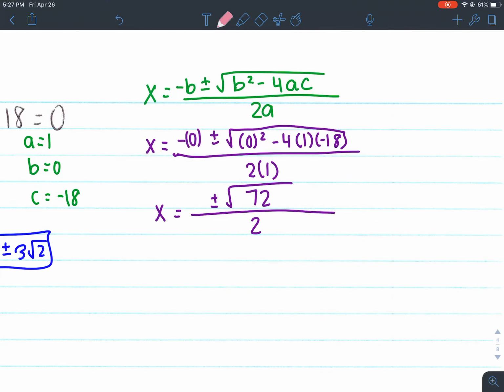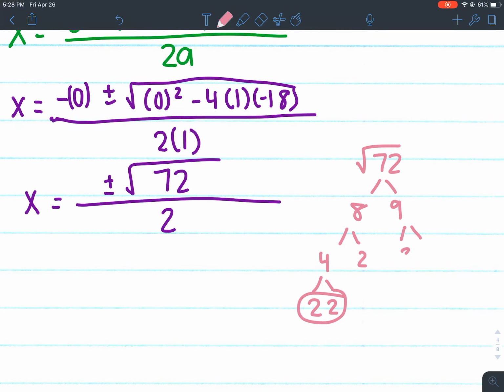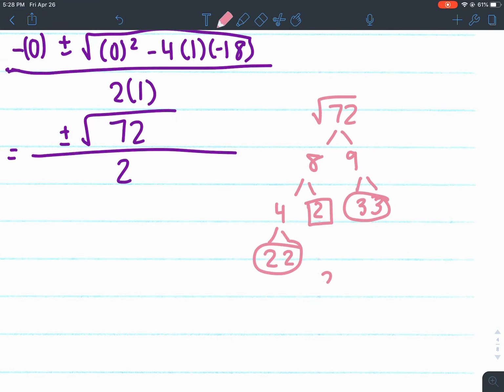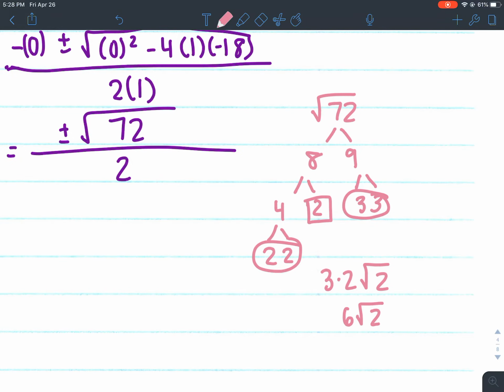Now, again, you always check to see if 72 can be simplified, your radical here. So I have 8 and 9, 4 and 2, 2 and 2. So I have a pair here, and then I have 3 and 3. And so I have another pair here, one child. So my radical is 3 times 2 square root of 2, which is 6 square root of 2.